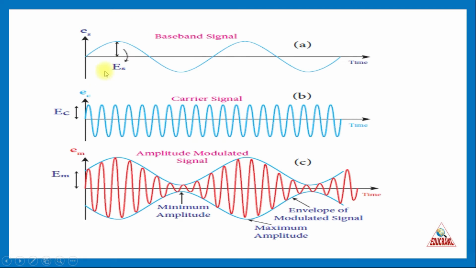See, the first figure represents the baseband signal. The second one is the carrier signal. See how the amplitude modulation is done. The amplitude of the baseband signal is superimposed on the carrier signal. So you have certain regions of minimum amplitude and certain regions of maximum amplitude.